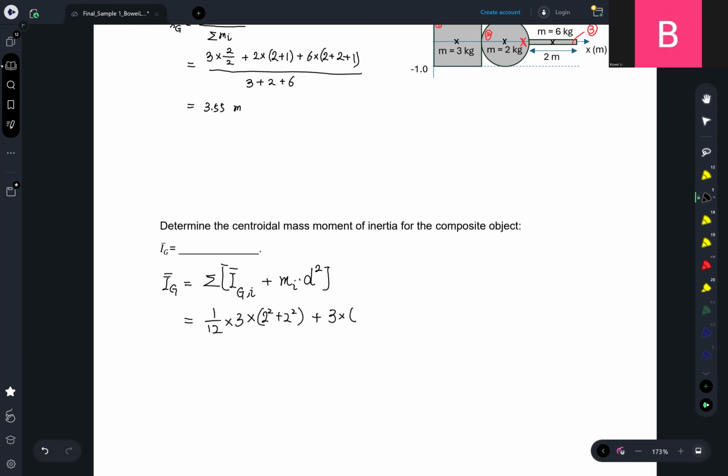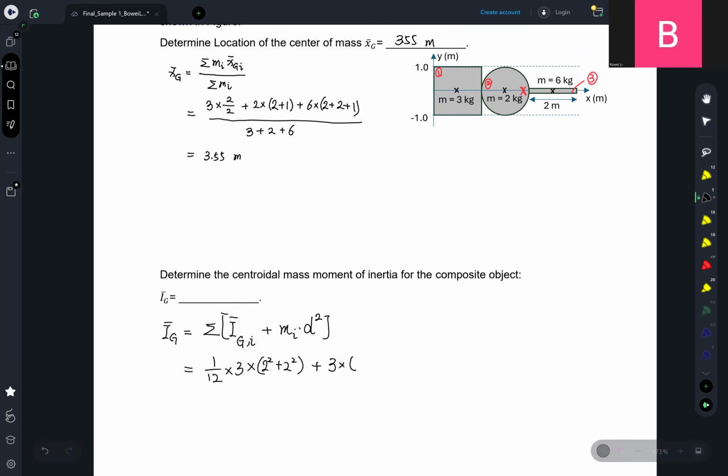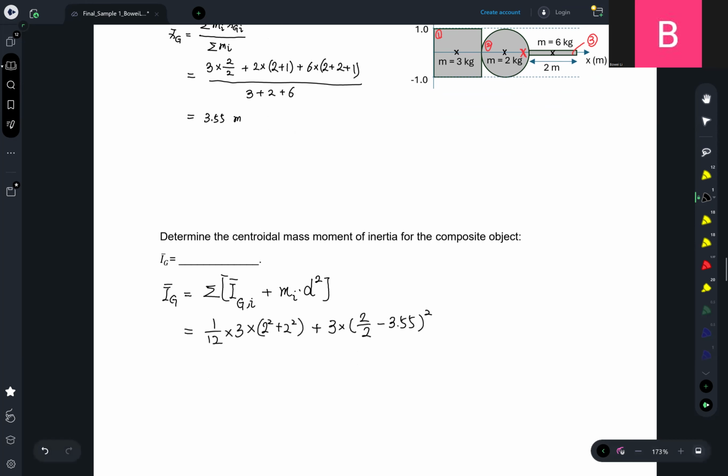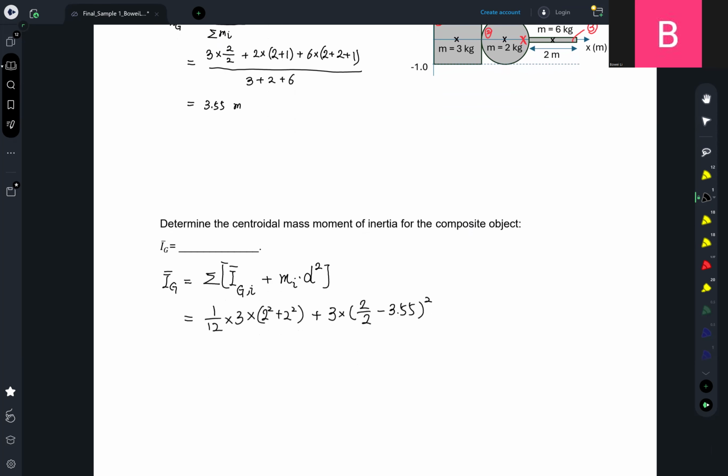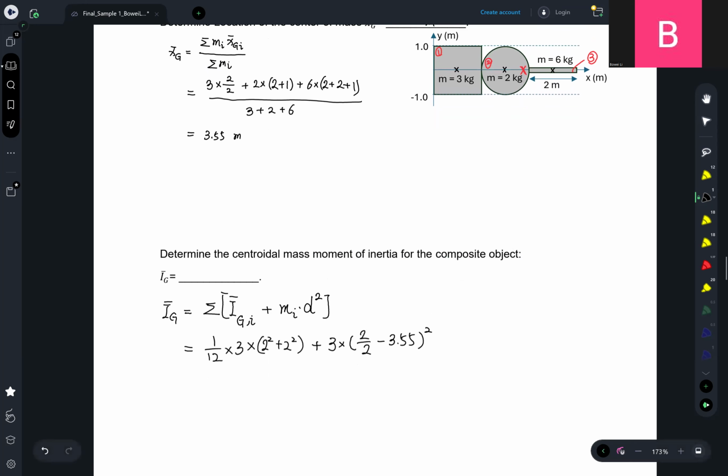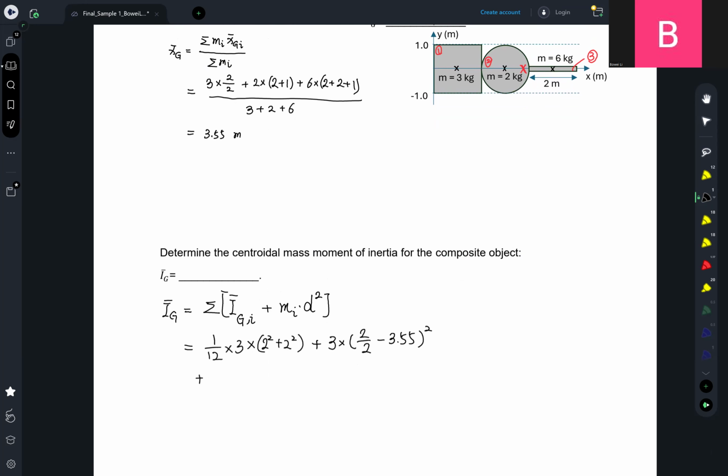So the center of mass of the square is located, as in the previous question we've already calculated, at half of the side. Okay, so it is a minus here, meaning that it's the difference between the center of mass of the square to the center of mass of the object, which is located at 3.55, right? We calculate that and the square of that. This is actually the mass moment of inertia of the first part. Okay, so plus the second part.